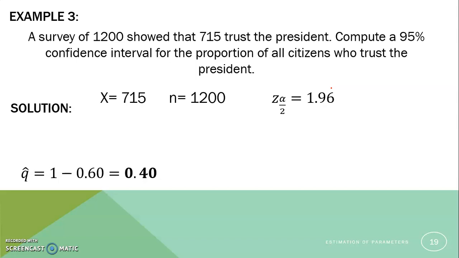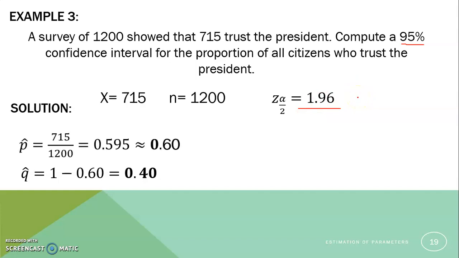X is 715, which shows trust in the president. N is the total number of citizens surveyed. And we have Z alpha over 2. Our Z alpha over 2 is 1.96. Please refer to our previous lessons, it is 1.96 because our confidence interval is 95%. So, let's just review our notes.